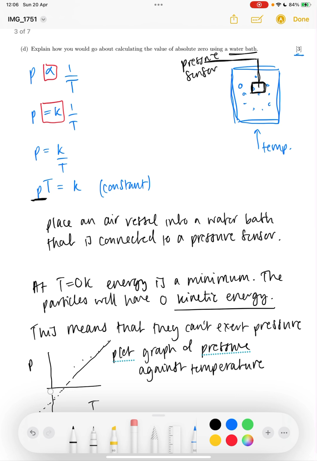No, sorry. How do I draw this? Like that, I think. Yeah, so, sorry, I drew that wrong. But you're gonna increase the temperature, find out these readings, and extrapolate it backwards. Once you've extrapolated it backwards, you should get a reading for absolute 0.